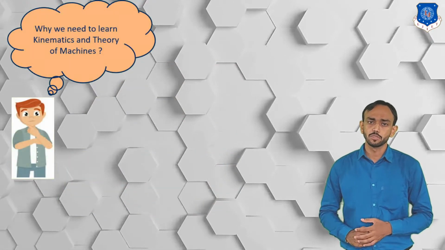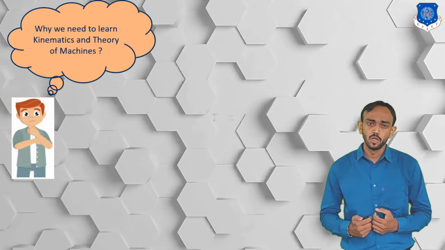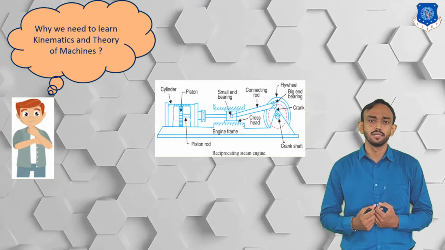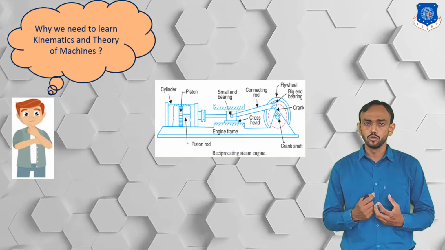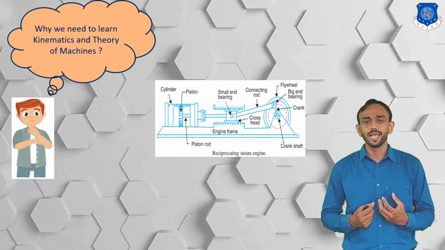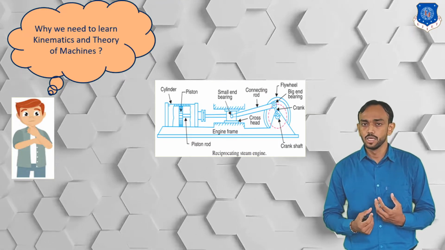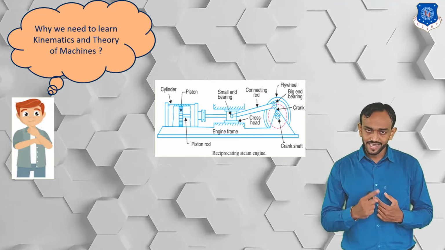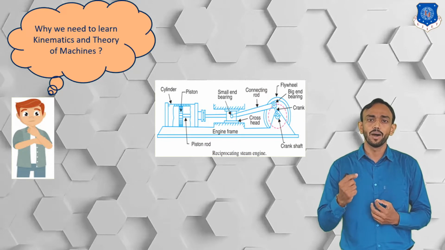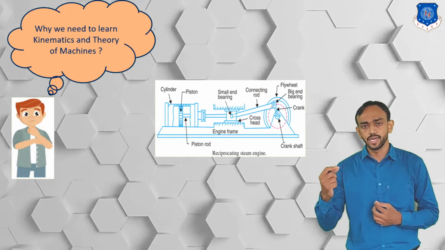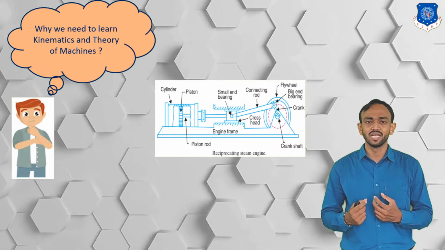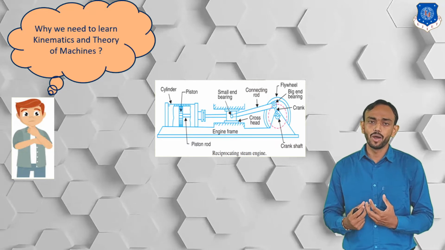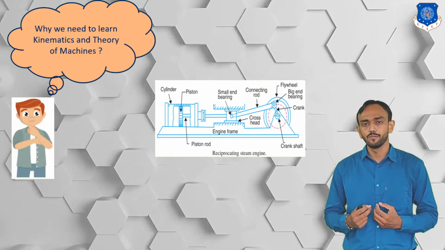First of all, why do we need to learn this subject? As you already learned in a previous semester, like you can see here, the reciprocating steam engine. You know how it works, but the number of elements and how they are connected, we are going to learn in this semester. How the crank is rotating, how the crank transmits the power to the connecting rod, and the connecting rod gives the motion to the piston, and the piston is reciprocating inside the cylinder. That's how you will learn all about the elements and the motion of these elements.